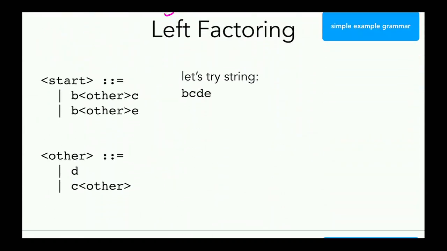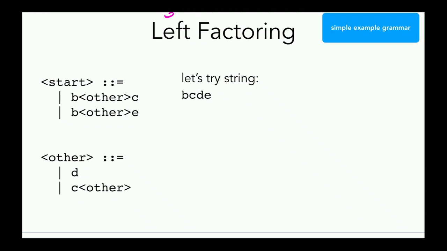So let's look at this in the context of an even slightly simpler example. Here we've got this very simple grammar, but we've got this repeated structure right here, right? We see B other, and that might be followed by either C or E. So let's work through how this actually works on the string that we see right here.